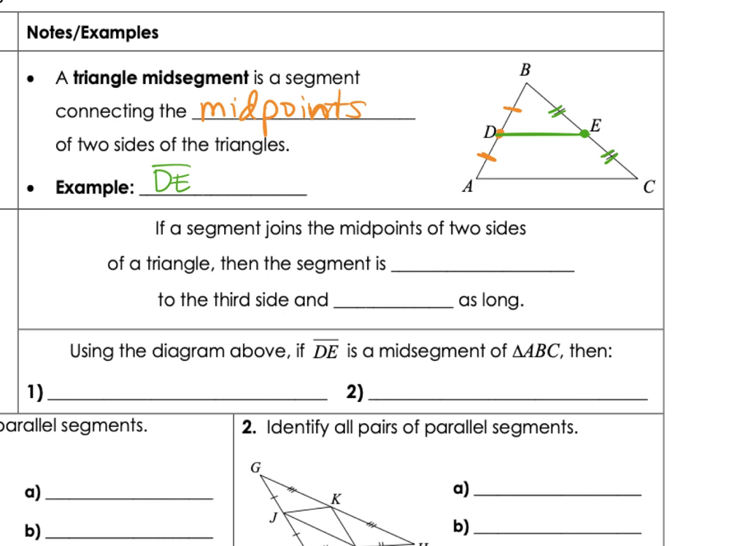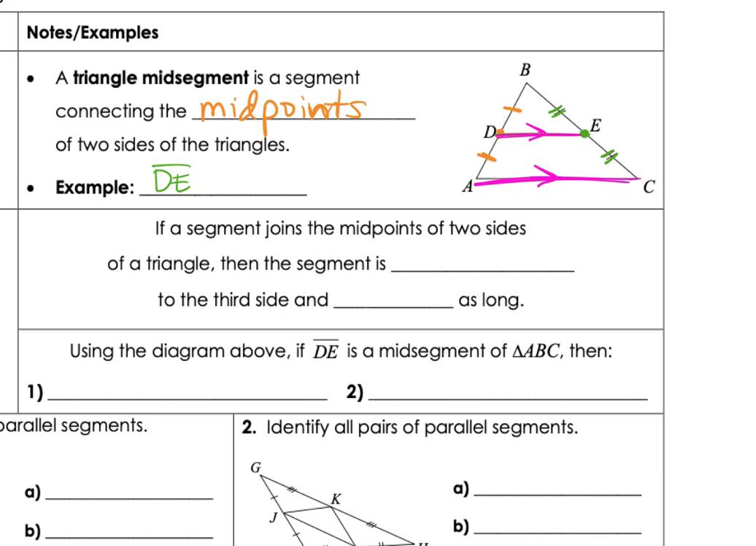Can anyone guess how DE relates to AC in this picture? They're parallel. Okay, so that's one of the things that will always be true about a mid-segment. A mid-segment will always be parallel to the third side of the triangle. Okay, so that's one thing.